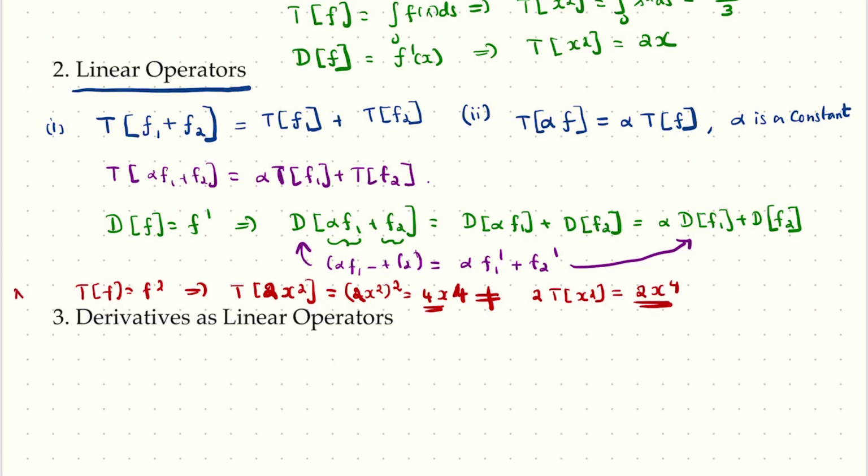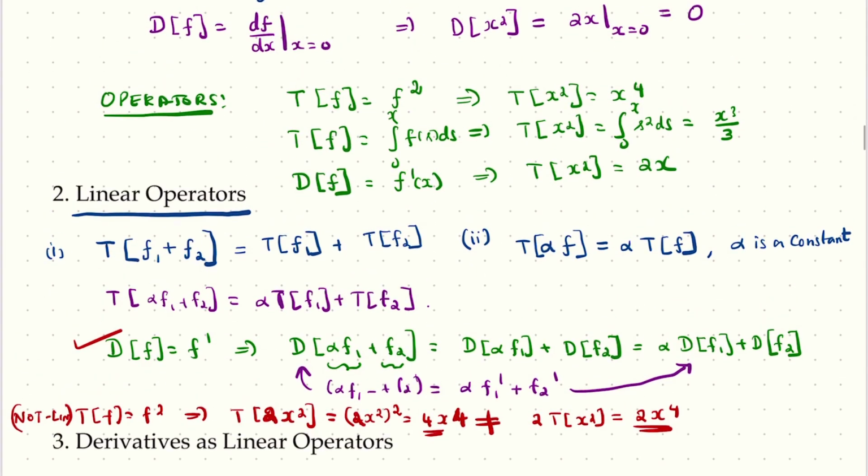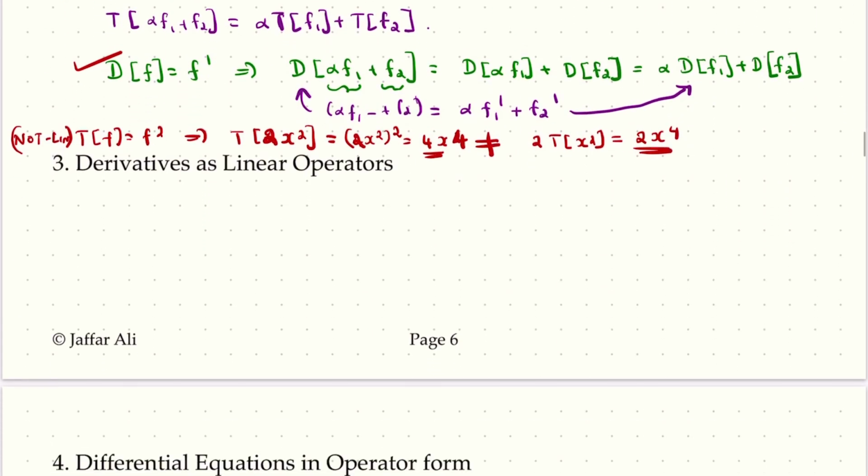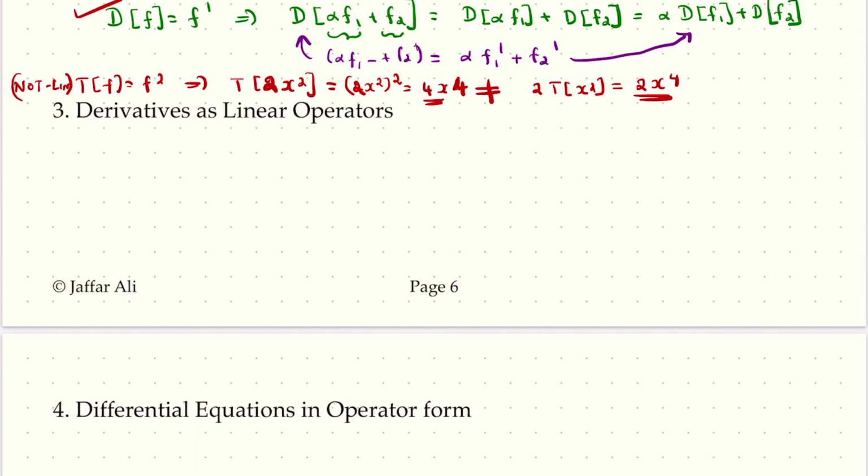So here is an example that is not linear, and this is a linear operator, and this is also a linear operator. So this is linear, this is linear, and this is a non-linear operator, if you want to call it. All right. So now, as I've said earlier, the derivatives are linear operators. So the derivative satisfies the definition of a linear operator. That's wonderful, good news for us.